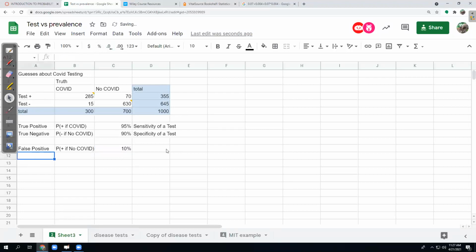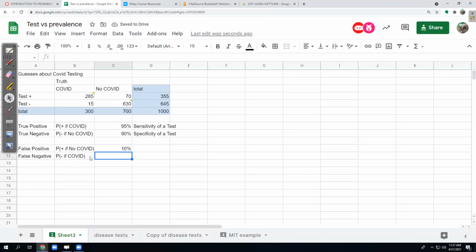False negative, similar. So that would be the probability that they tested negative, but they actually have COVID, right? If the negative test was wrong. So if they actually have COVID. So the negative test, it's false, they really had it, right? We don't like that false part there, but it happens.